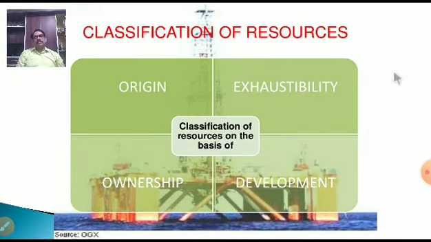Then, classification of resources. These resources can be classified in the following ways. First, on the basis of origin, biotic and abiotic. Second, on the basis of exhaustibility, renewable and non-renewable. Third, on the basis of ownership, individual, community, national and international. Fourth, on the basis of a status of development, potential, developed, stock and reserve.